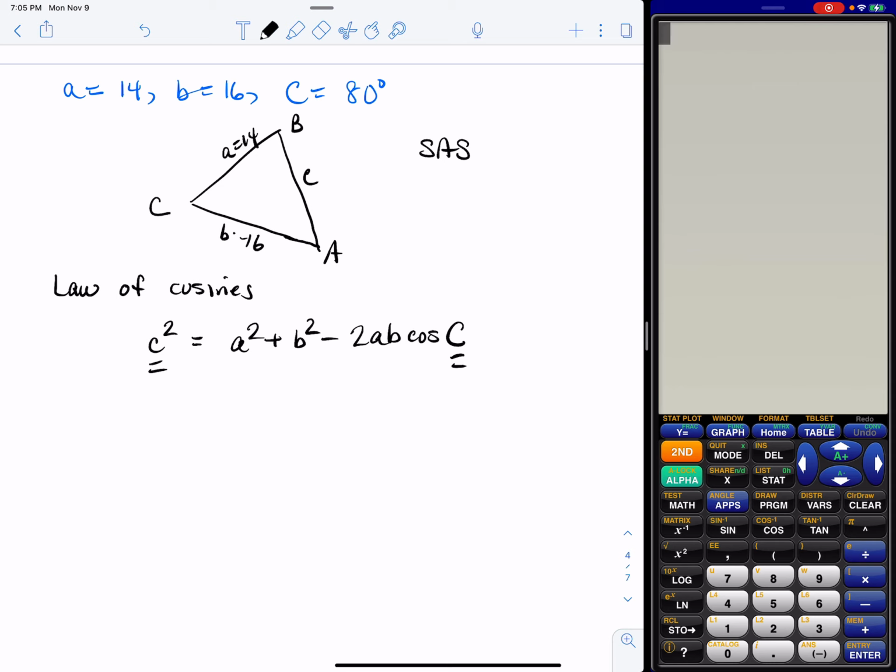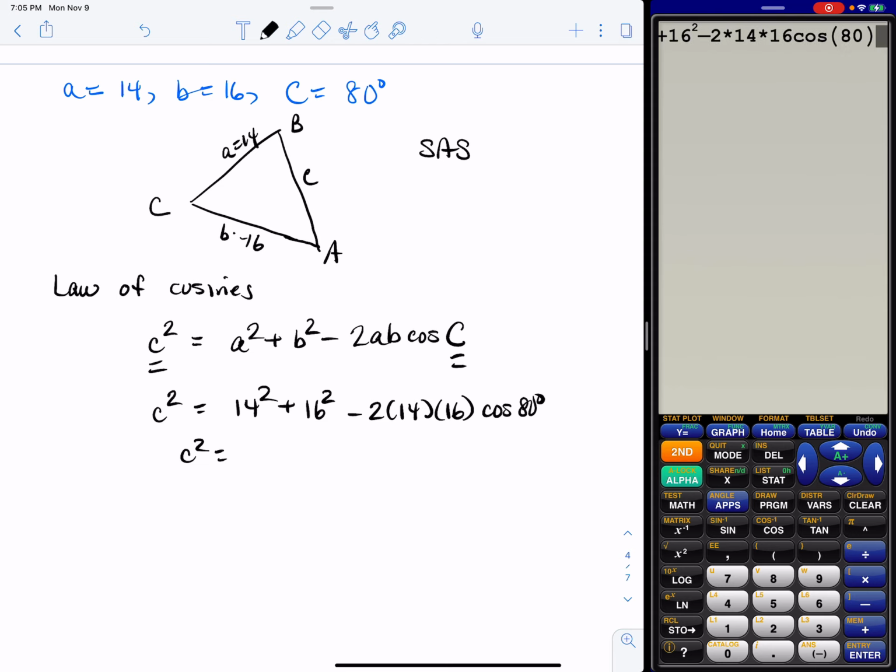So we're just going to plug everything in. I don't know what C is, but I know what everything else in this equation is. So I'm going to have 14 squared plus 16 squared minus 2 times 14 times 16 times cosine of 80. And I'm just going to take my calculator and do all of this because it is just punch and crunch pretty much. 2 times 14 times 16 cosine of 80. Notice that all just kind of stays together. There is my answer, well, my c squared anyway, 374 point dot dot dot.